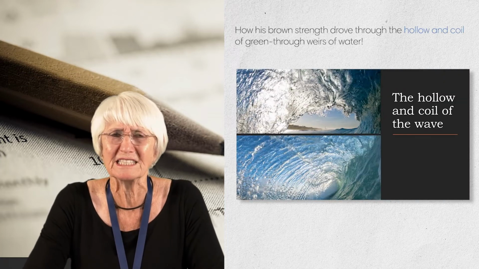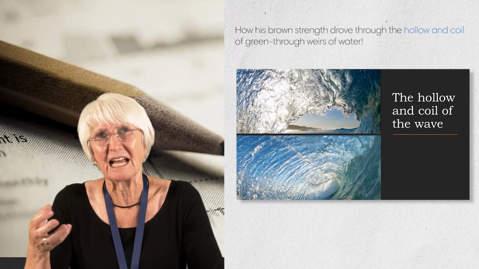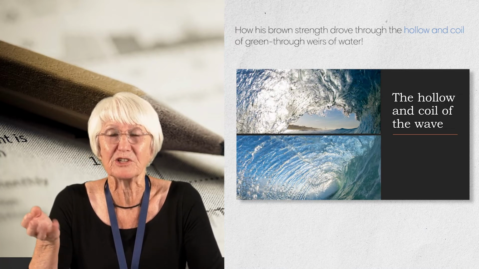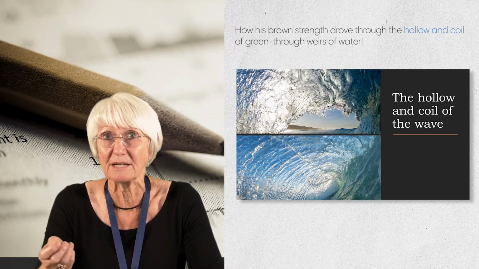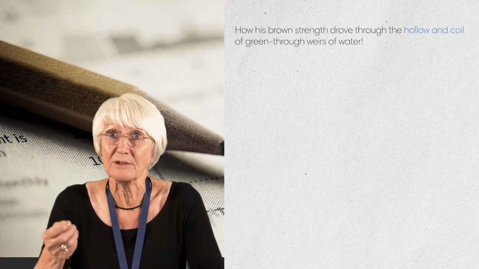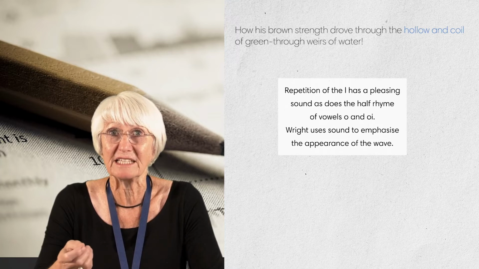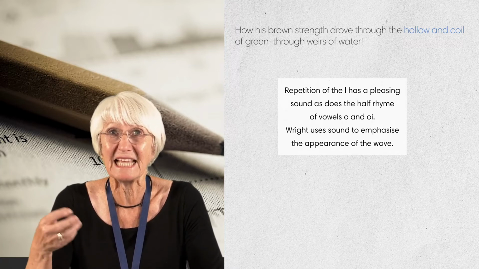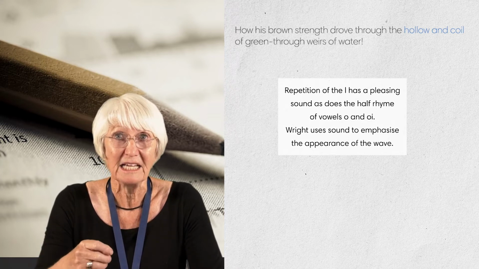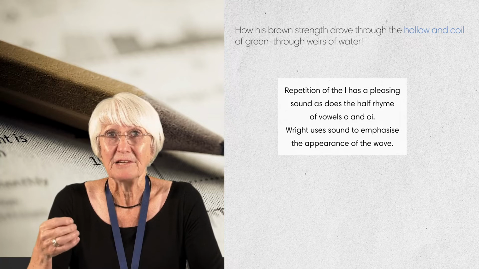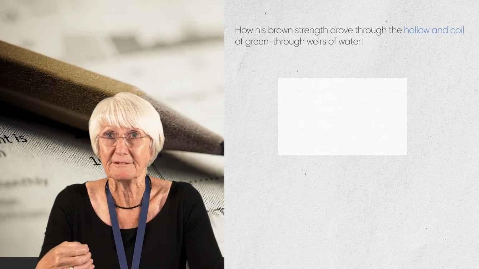Hollow and coil is such a great euphonic sounding phrase. And you will see in this presentation, there'll be visuals to show you what the hollow and coil of the waves looks like. In hollow and coil of green through weirs of water, Wright has used the repetition of the L sound to create a pleasing sound, and she's used the half rhyme of O and I to add to that pleasing sound. She uses sound to emphasize the appearance of the wave.